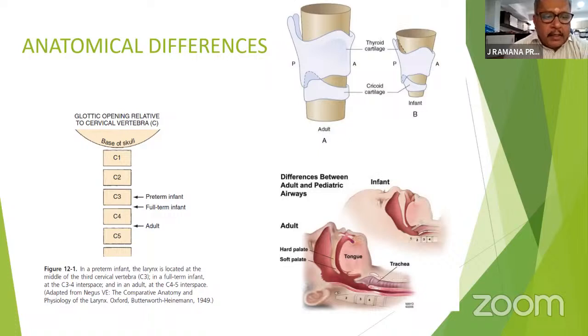Glottic opening relative to cervical vertebra in adults is the interspace between C5 and C6. In children at the age of 6, it is between C4 and C5. In infants, it is the midpoint of the body of the third cervical vertebra.